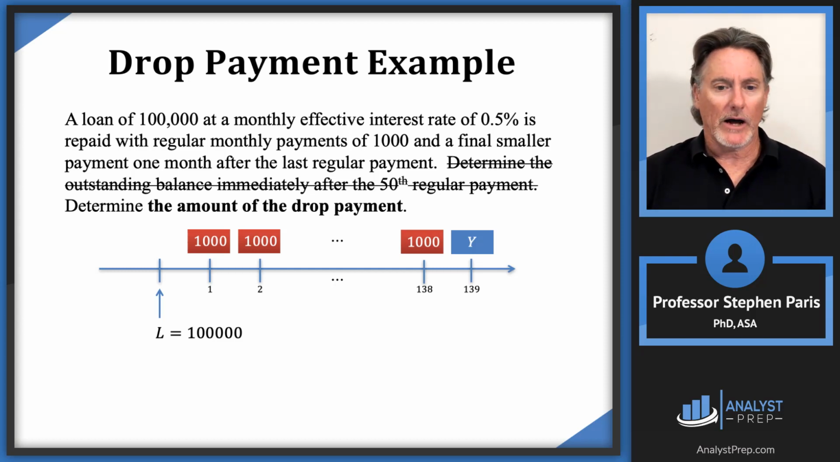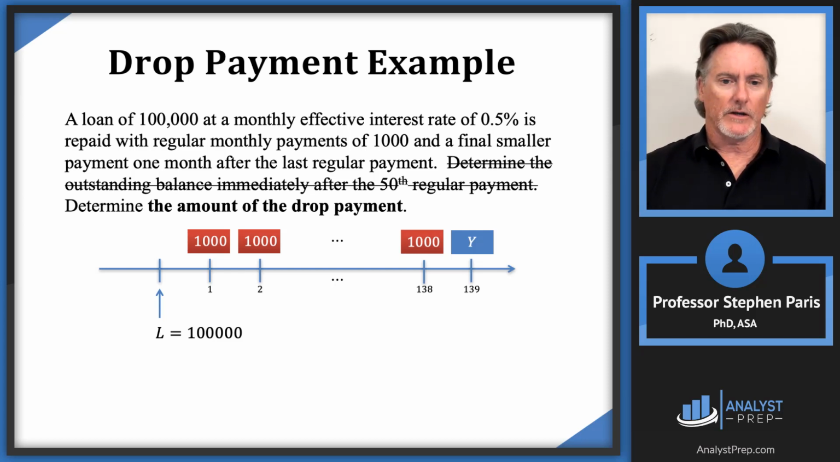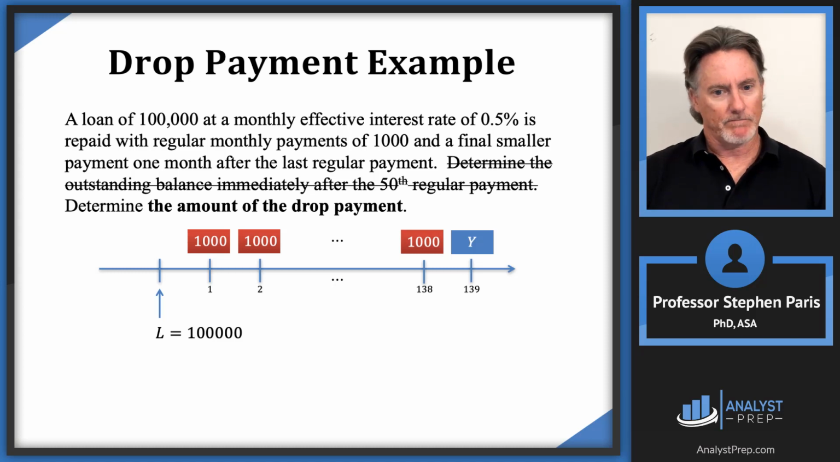So at this point, how do I calculate that cap Y value? It's not a difficult process to do. The original problem was to calculate the balance after the 50th payment. Well, the 50 is not really relevant anymore. Now what's relevant is the 138, because I got 138 payments of 1,000.